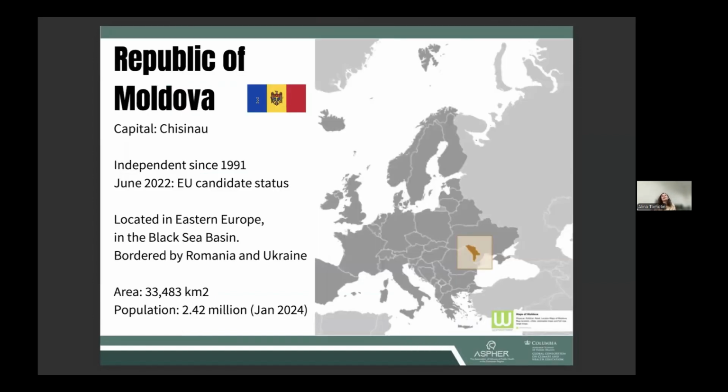First of all, a little bit about our country. The Republic of Moldova is a country situated in Eastern Europe, being bordered by Romania and Ukraine, that has been independent since 1991. Moldova has a population of 2.42 million people as of January 2024. It is located in the Black Sea Basin, a region that faces significant environmental challenges, including effects of climate change.